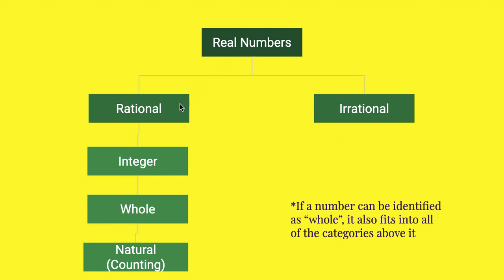If, however, you identify a number as a rational number, you also have to check to see: is it an integer? If it's an integer, you keep going down your chart and ask, is it a whole number? And if it's a whole number, is it a natural or a counting number? It can go the opposite way too. If you know a number is a whole number, you have to identify it as everything that is above it. So a whole number is going to be considered an integer and a rational number and a real number.